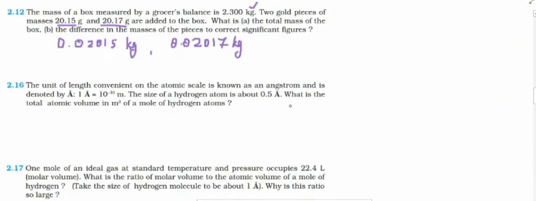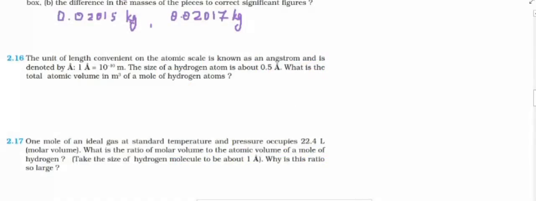Now question 16. The unit of length convenient on an atomic scale is known as an angstrom and is denoted by the angstrom symbol. One angstrom is 10 power minus 10 meter. The size of hydrogen atom is about 0.5 angstrom. The size of hydrogen atom, we can take it as radius of hydrogen atom is 0.5 into 10 power minus 10 meter.